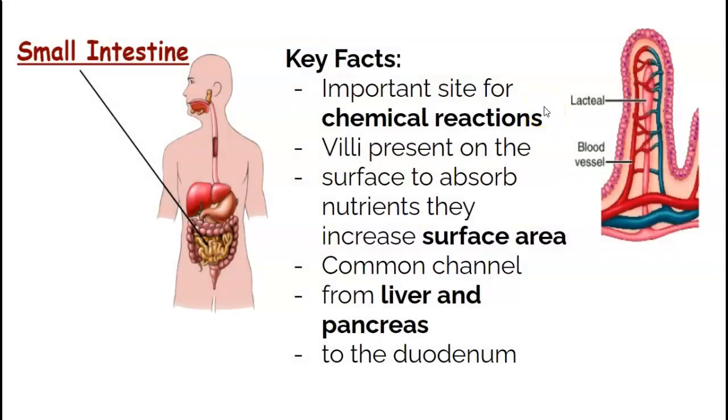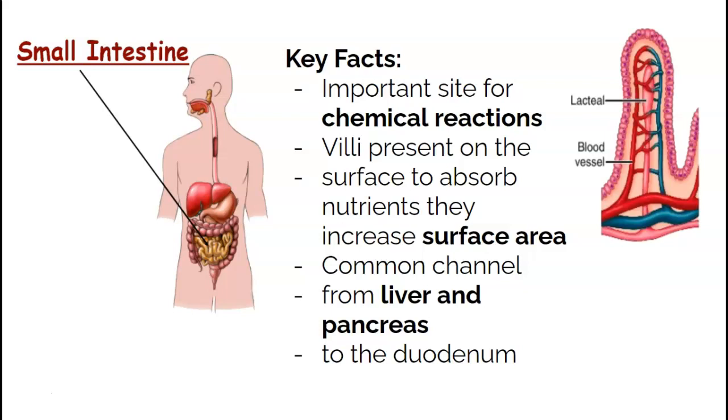So in the small intestine, or the start of the small intestine, we call the duodenum, we have a common channel right at the beginning that gives liquids from the liver and the pancreas. So right at the duodenum is where the liver and the pancreas, through the pancreatic duct, drop a bunch of liquid into our duodenum, okay? So the common channel from the liver and the pancreas enters the duodenum, all right?